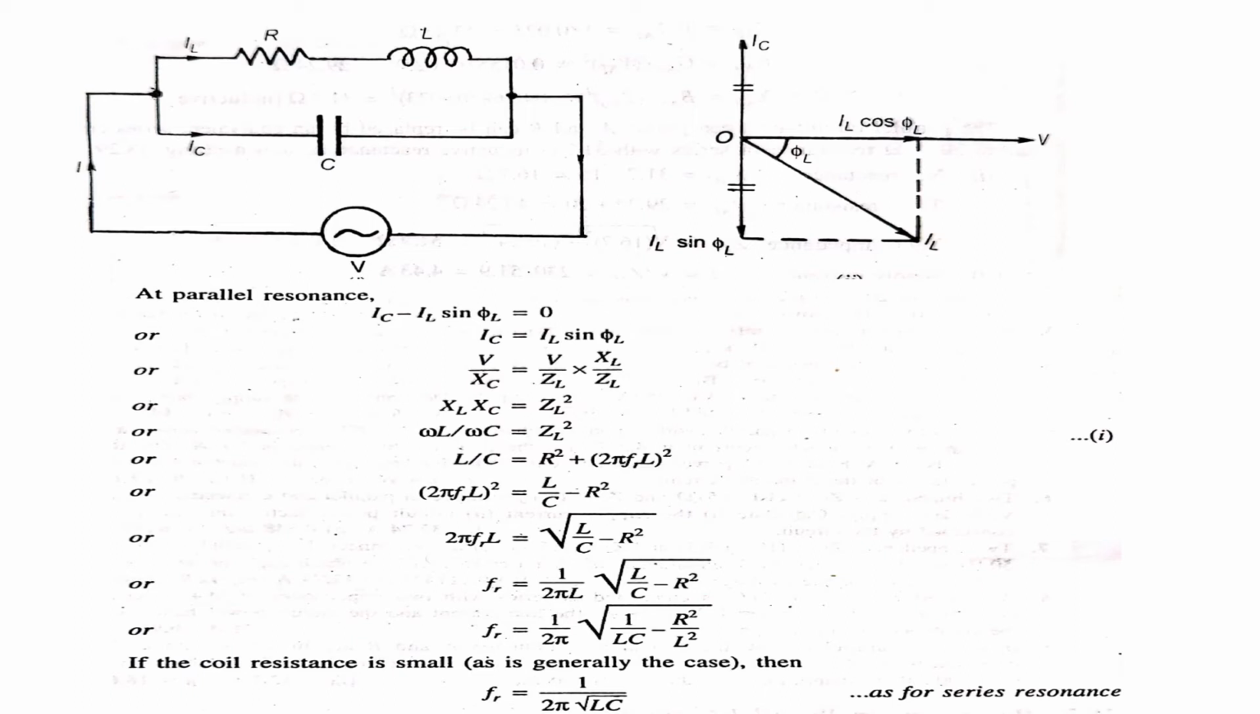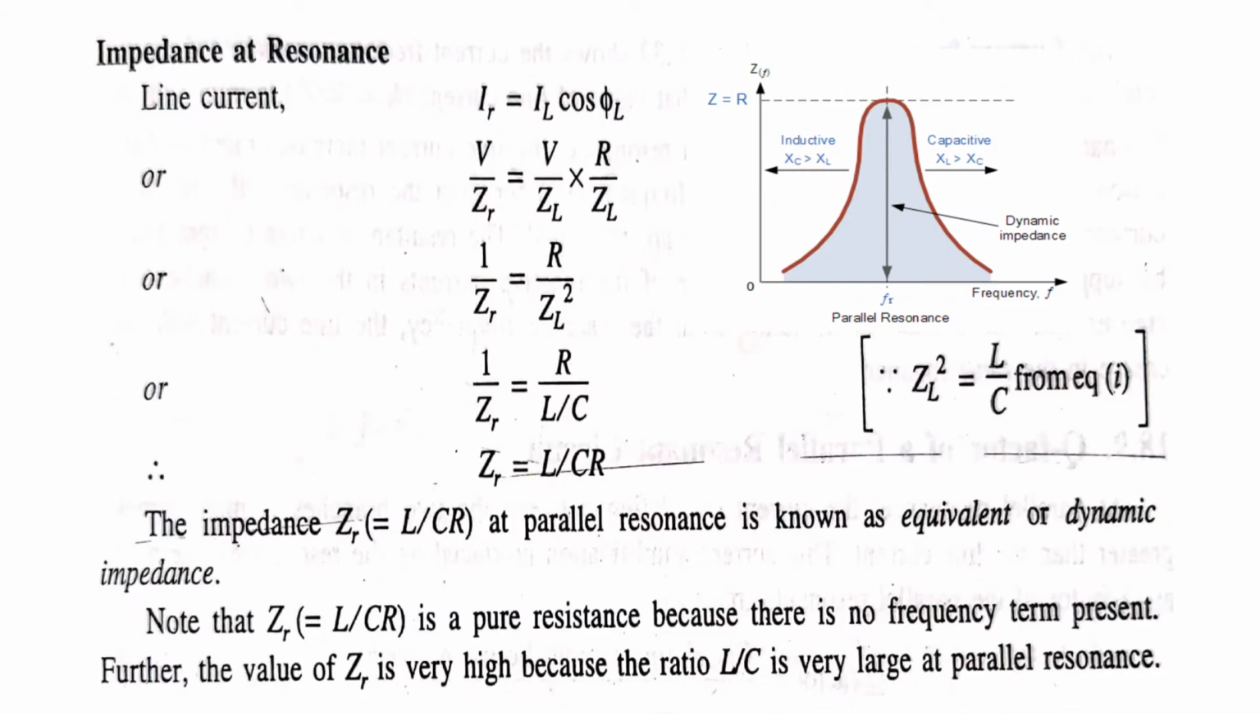Now, if the coil resistance is small, as is generally the case, then we get FR equal to 1 upon 2 pi under root LC. This is the resonance frequency, the same as that in the series resonance circuit. So resonance frequency equal to 1 upon 2 pi under root LC. In both cases, series resonance and parallel resonance, the resonance frequency is the same. Next.